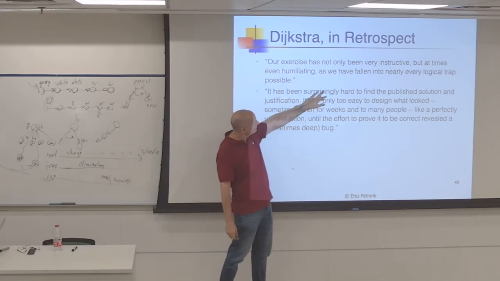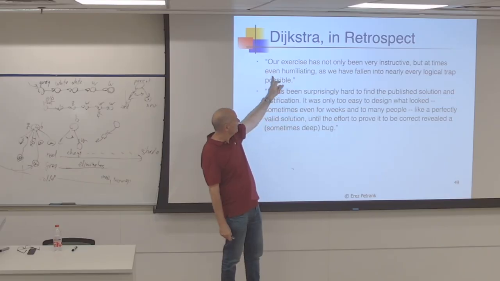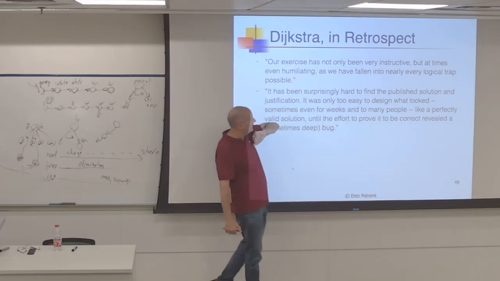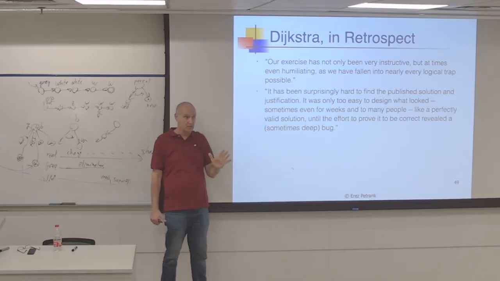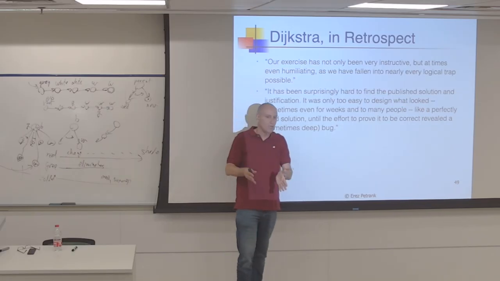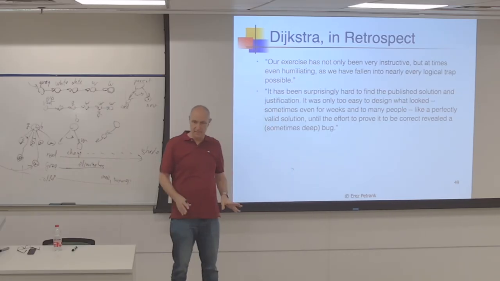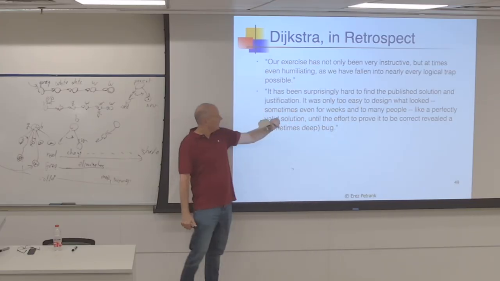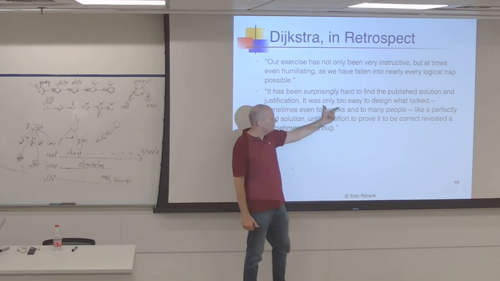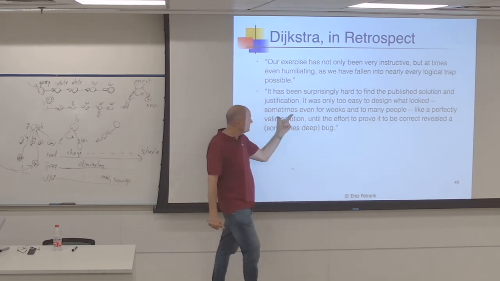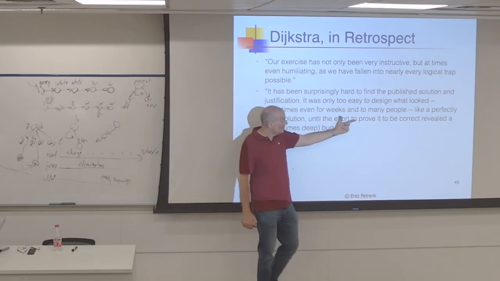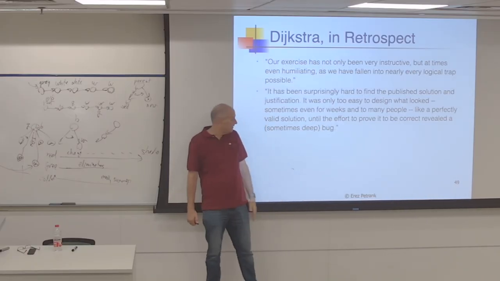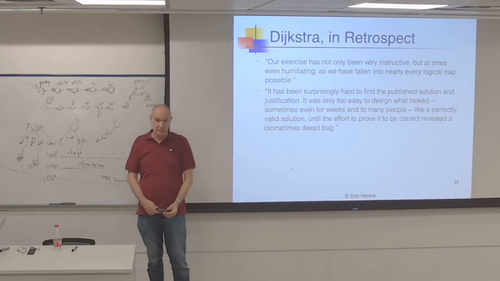Our exercise has not only been very instructive, but at times even humiliating, as we have fallen into nearly every logical trap possible. That's what he says. He just went the wrong ways many times. And it has been surprisingly hard to find a published solution and its justification. It was only too easy to design what looked, sometimes even for weeks and many people, like a perfectly valid solution until the effort to prove it correct revealed a bug, sometimes a deep bug.